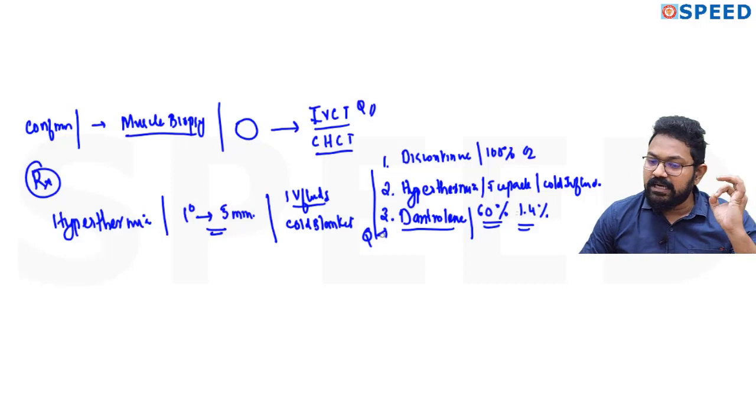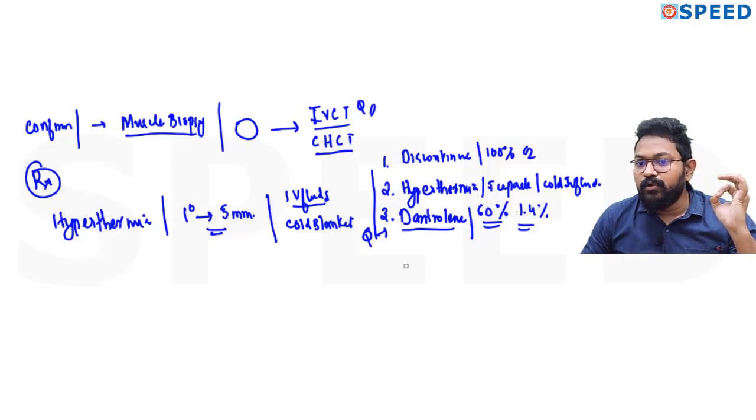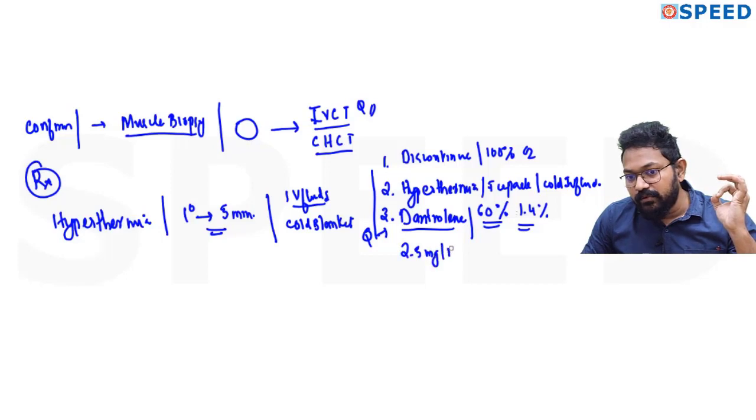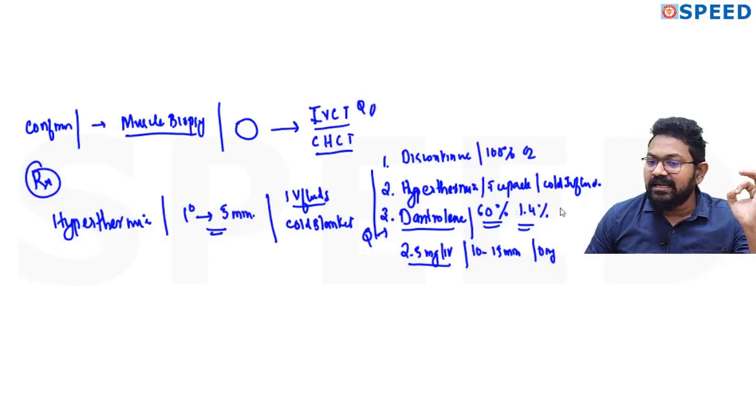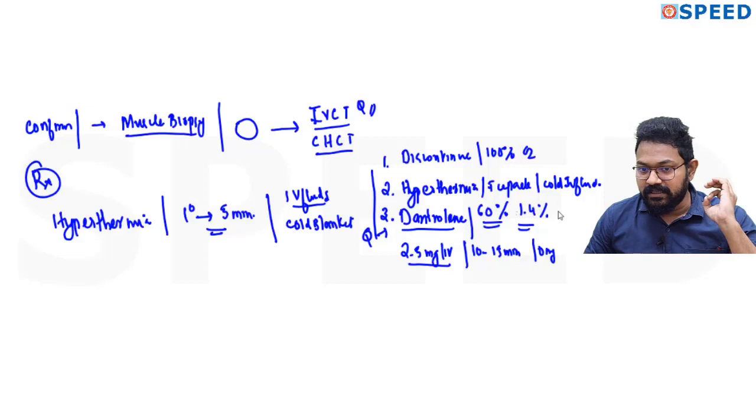Again, a multiple times asked MCQ question. Now, the dose of dantrolene: we can give 2.5 milligram IV, and this can be repeated every 10 to 15 minutes to a maximum dose of 10 milligram, right? Maximum dose of 10 milligram. So, this is the administration of dantrolene, and this is how you take care of malignant hyperthermia.